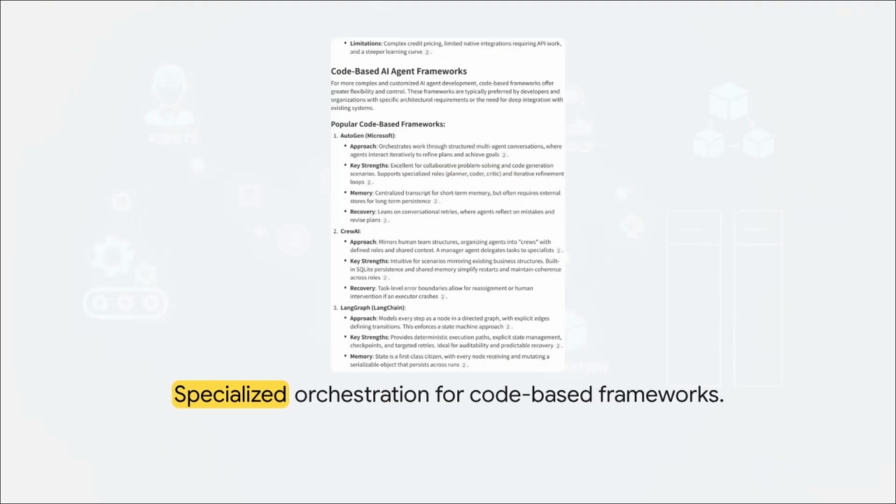What's really fascinating here is orchestration, basically how these agents are managed and how they talk to each other. CrewAI, like we mentioned, organizes agents very intuitively into crews that share context, which makes it perfect for mirroring real-life business structures. LangGraph, on the other hand, models every single step as a node in a directed graph. It uses a state machine approach, which gives you these really deterministic execution paths. And when you're scaling up, that predictability is exactly what you want.